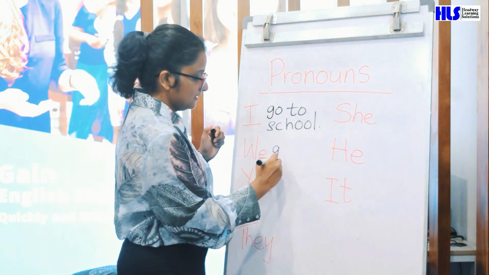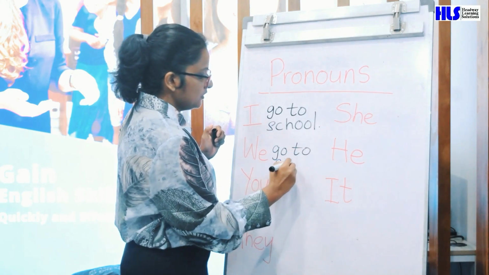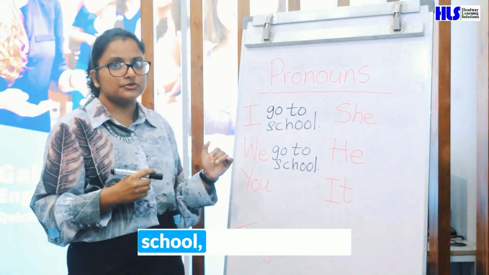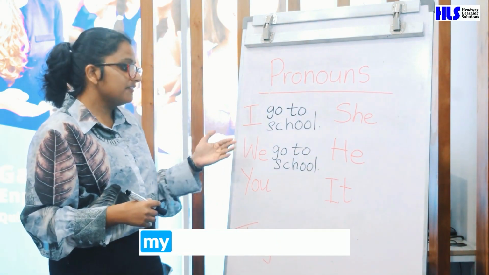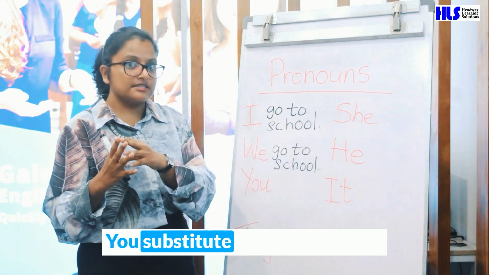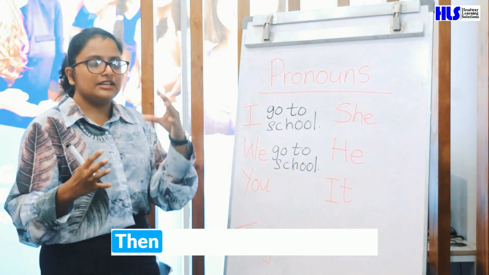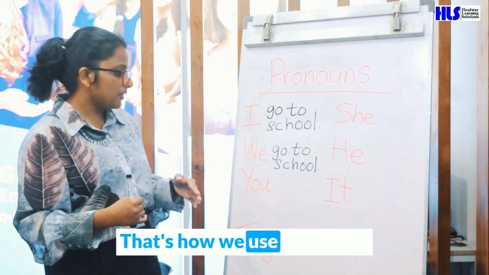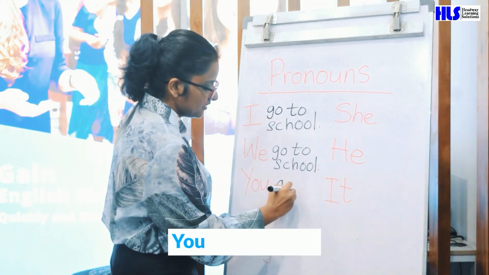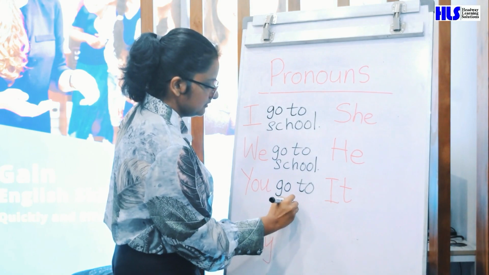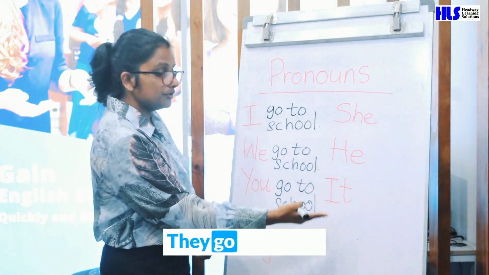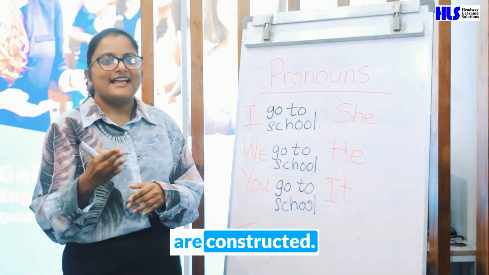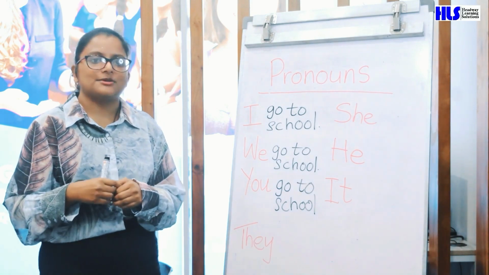We go to school. Instead of saying we go to school, you can also say my friends go to school. You substitute we to my friends. Then you can substitute my friends to we. That's how we use pronouns. You go to school. They go to school. She goes to school. That's how the sentences are constructed. Let's move to the second category of pronouns.